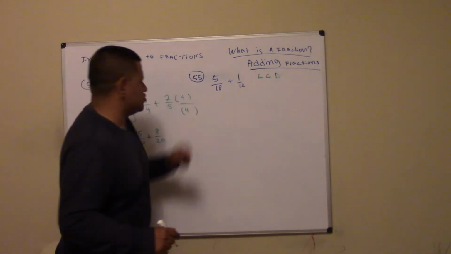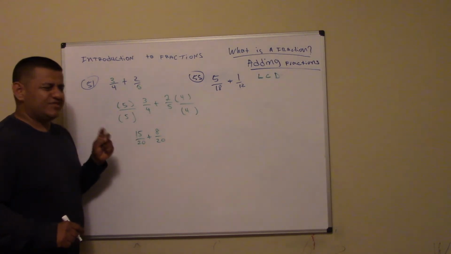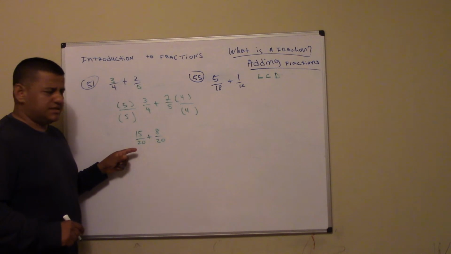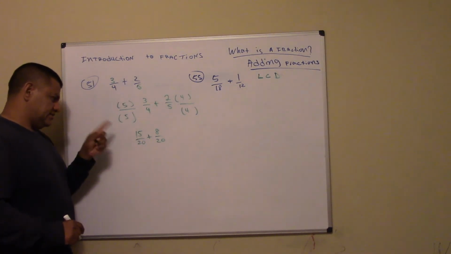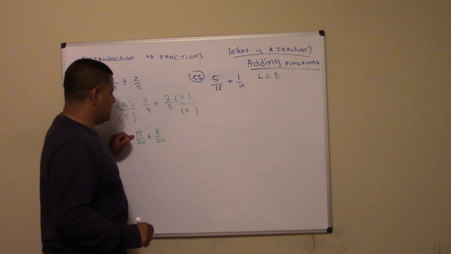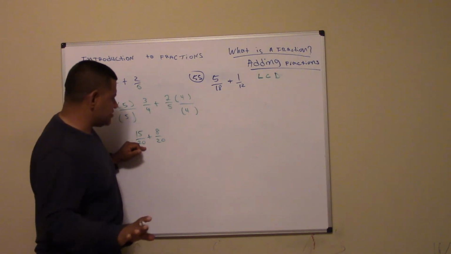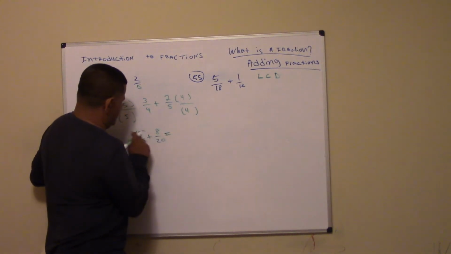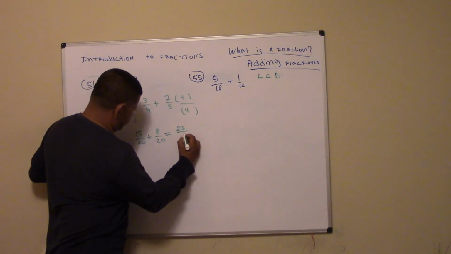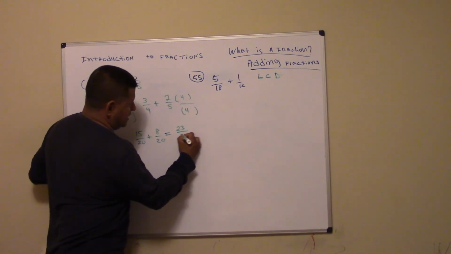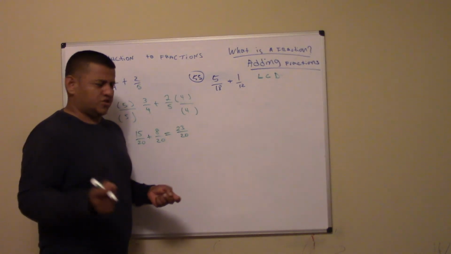Remember, we are adding fractions, so when you add, you only add the numerators. Never try to add the denominators. Only the numerators get added together. The denominators just stay the same. We don't touch those, right? So this is equal to 15 plus 8 is equal to 23 over 20.